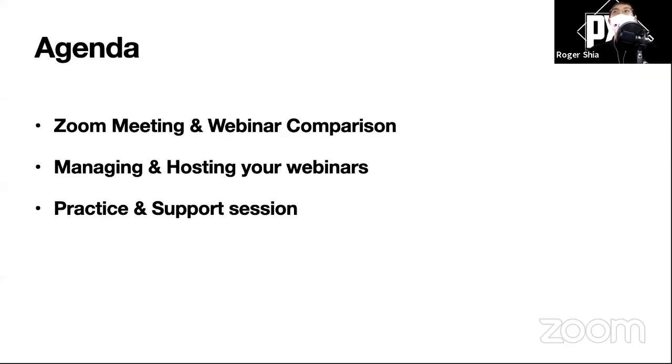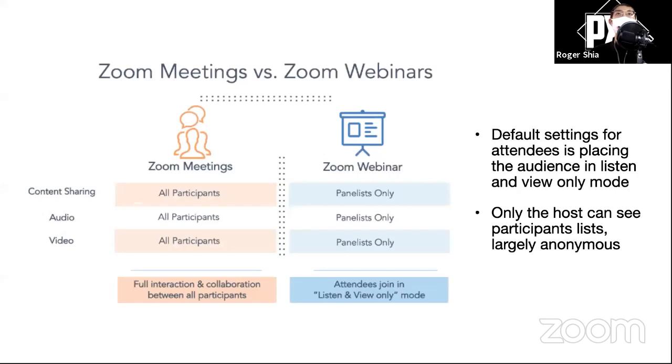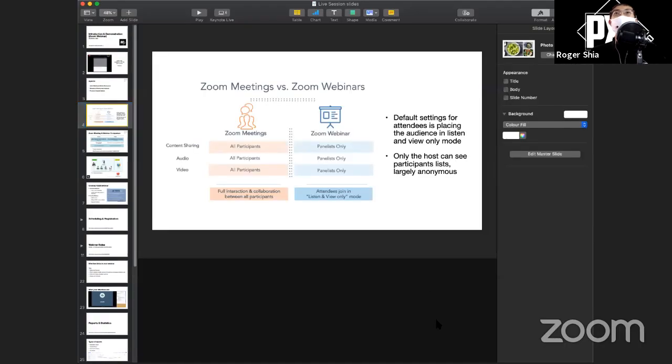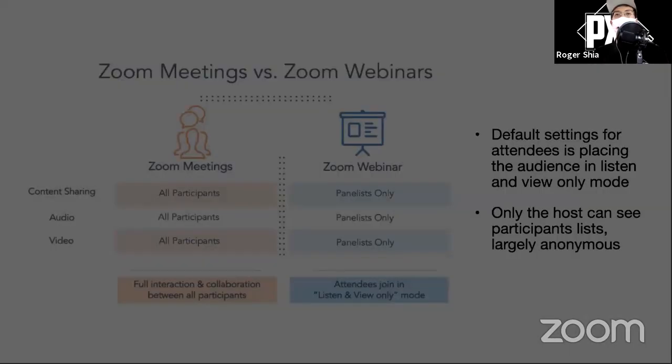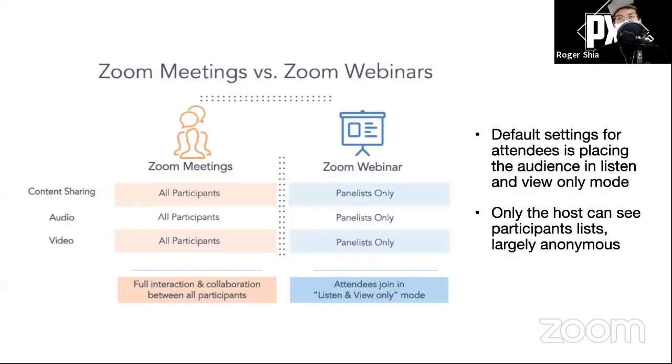Okay, so moving on, what is the difference between a Zoom meeting and a Zoom webinar? For a Zoom webinar, as you might have noticed, the default settings for attendees, which is you in the audience, place you in only a listen and view mode. You would realize very quickly that you don't have a lot of privileges compared to a normal Zoom meeting. You can't really speak, you can't really share your screen. You're really only participating in a listen and view mode.